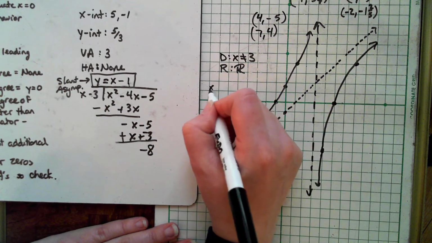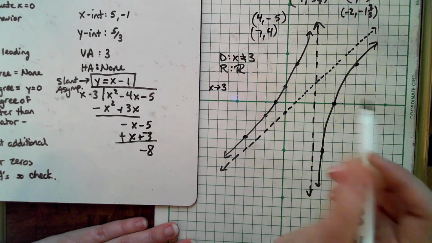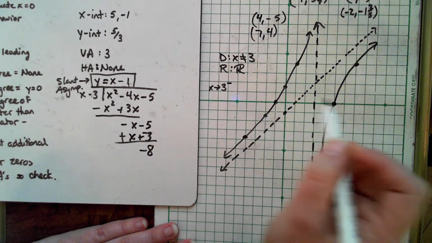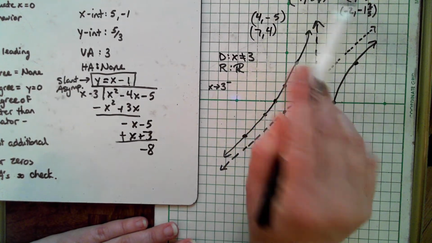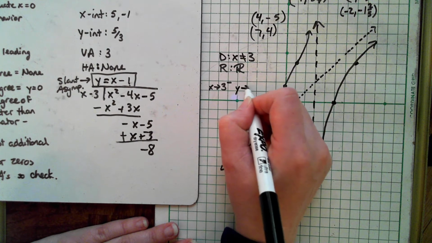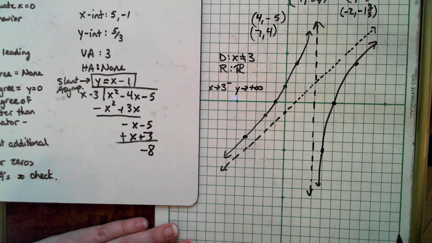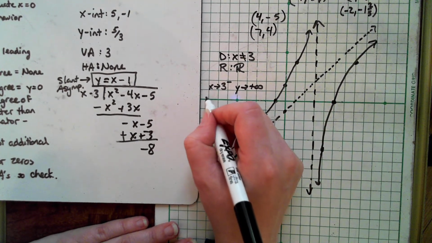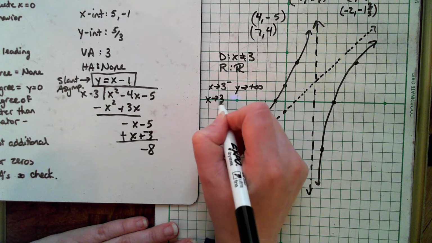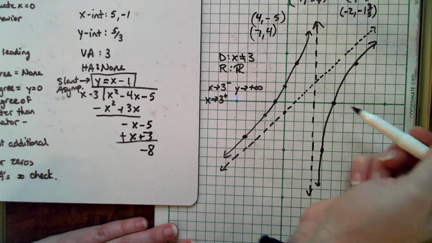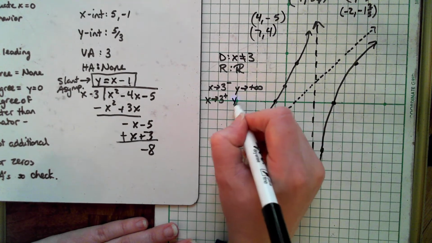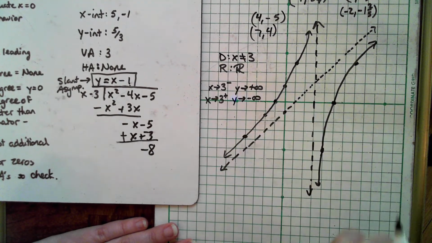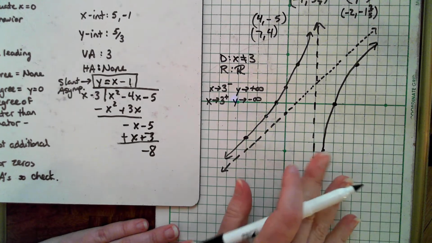So as x approaches the value of 3 from the negative direction, that means from this side, the function is headed up forever. So y is approaching positive infinity. And as x approaches 3 from the positive side, meaning from this side, the graph is headed downward forever. So y is approaching negative infinity. Okay, that's my only vertical asymptote.